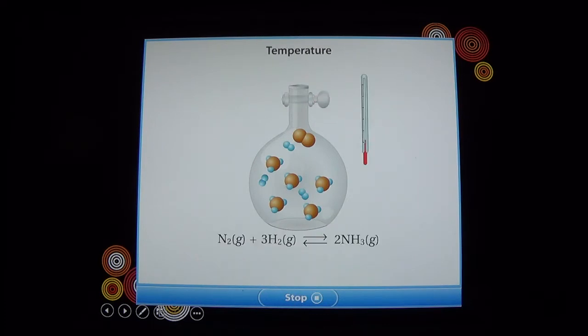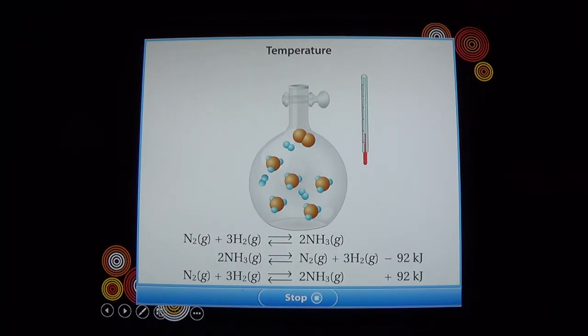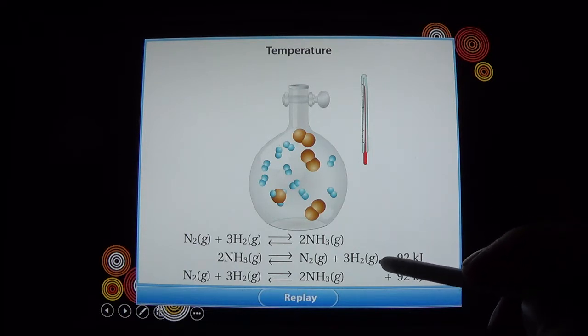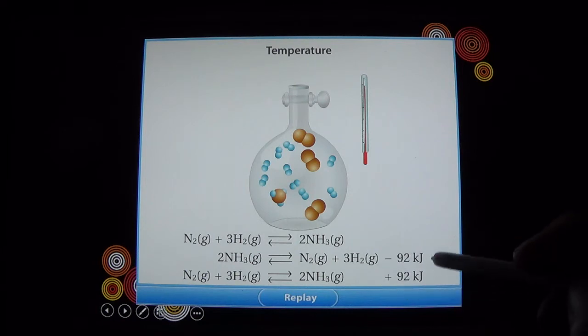A change in the temperature of a system can also stress a system. Reversible reactions are exothermic in one direction and endothermic in the other. According to Le Chatelier's principle, the addition of heat shifts the equilibrium so that the reaction that absorbs heat is favored. If heat is added to an endothermic reaction, the equilibrium shifts to favor the formation of the products. If heat is added to an exothermic reaction, like this one, the equilibrium shifts to favor the formation of the reactants.